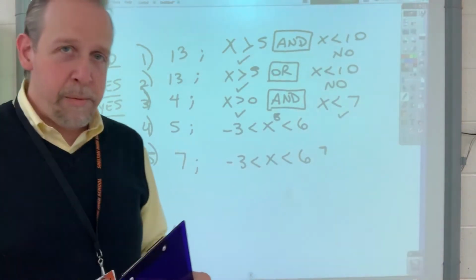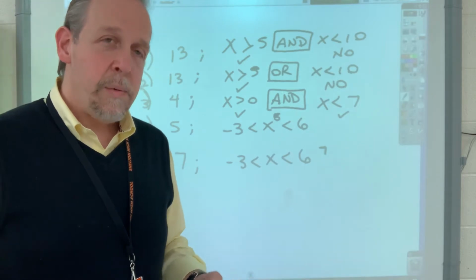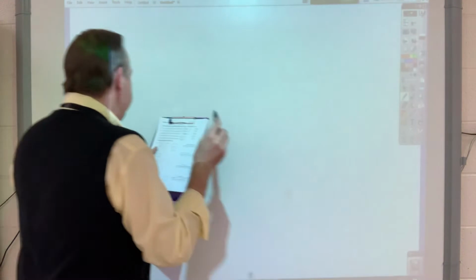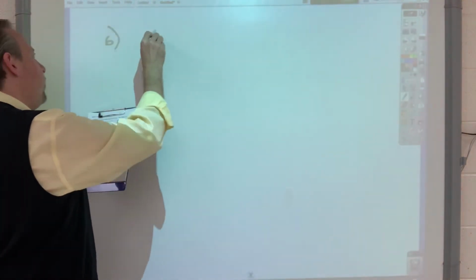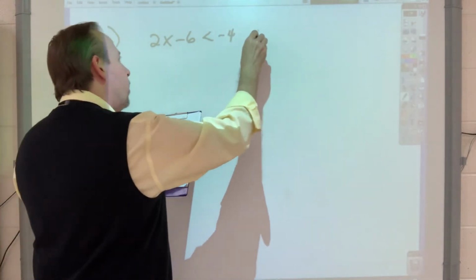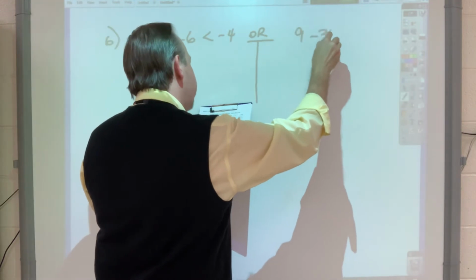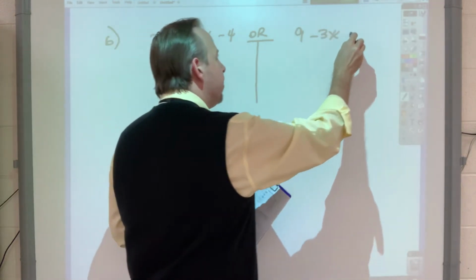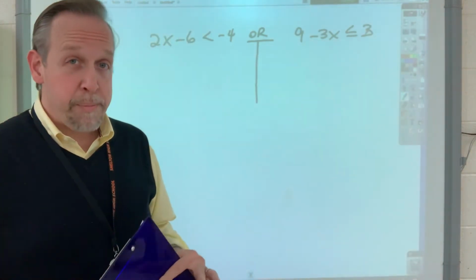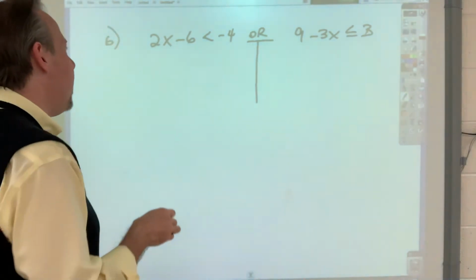All right, so that was the first 5 questions, and for 6, 7, 8, and 9, we have to solve and graph. So let's get to that. Number 6, we have 2x minus 6 is less than -4, or 9 minus 3x is less than or equal to 3. All right, we have to solve both parts of this inequality, and then we can graph it. So let's take a look and see what happens.